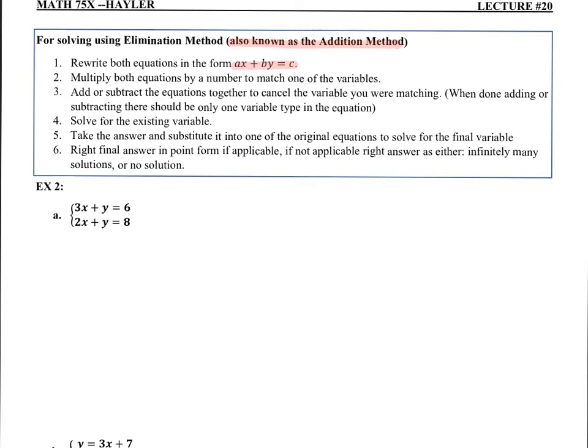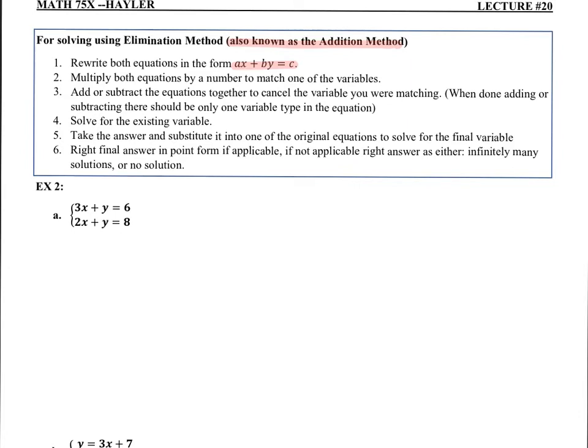So the plan is, I want them in x, y, number form, which both of these are. We have the x value, the y value, and the number. X value, y value, and number. So they're already set up perfectly. So now what I want is to match one of the variables. And what do I mean by match? Well, to match, they should either both look like 2y, 2y, or maybe negative 4x, negative 4x, something like that.